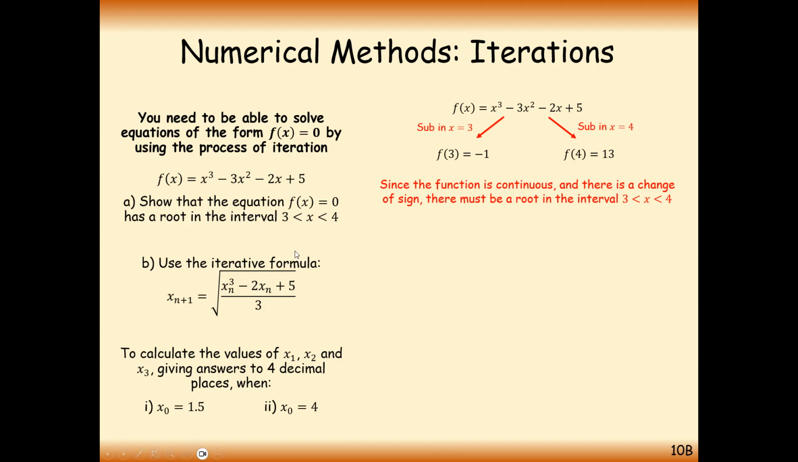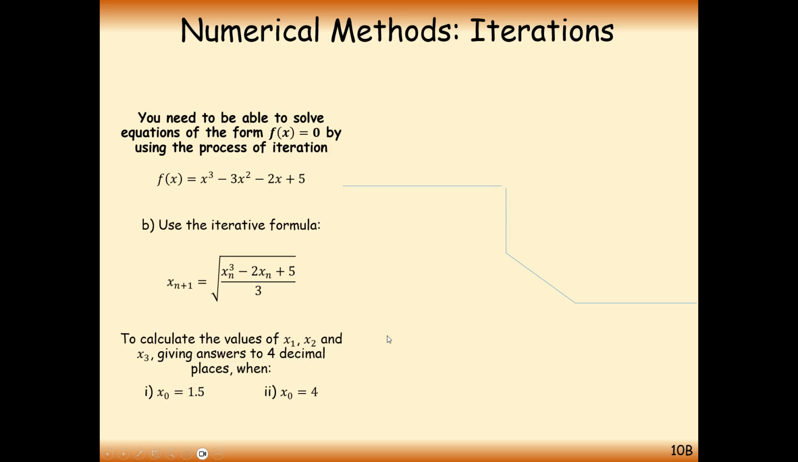In this case, we are not too sure how this function came about, but it's easy to see that if you set this function equal to 0 and take negative 3x squared to the side, then divide by 3 and take the square root, you would have come up with this formula. Some questions ask you to prove this iterative formula. Some questions just simply want you to use it. So let's look at the example.